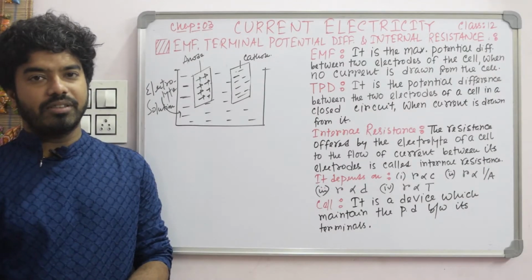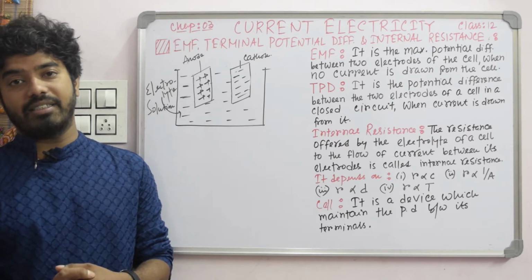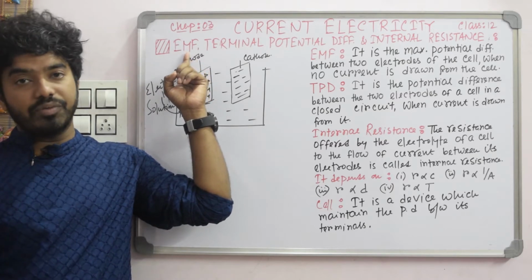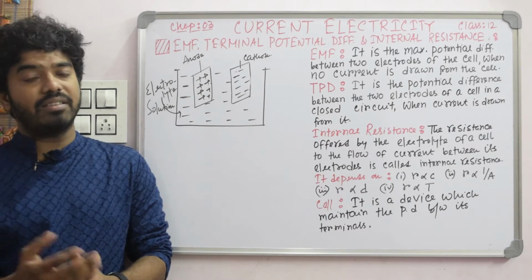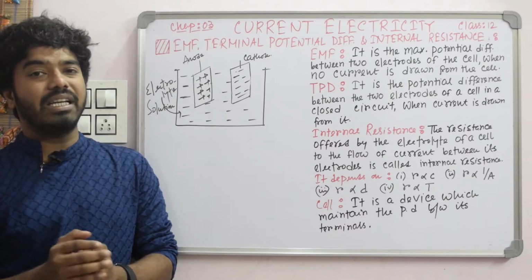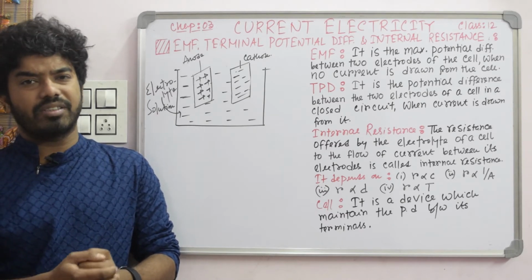Welcome students. Today I am going to discuss a basic part of an electric circuit. At first I will explain EMF, which is electromotive force, terminal potential difference and internal resistance in a cell. And later on I will explain the important relation among EMF, terminal potential difference and internal resistance.